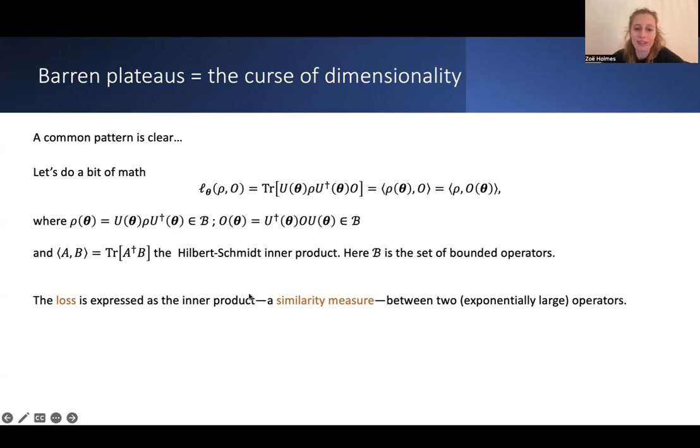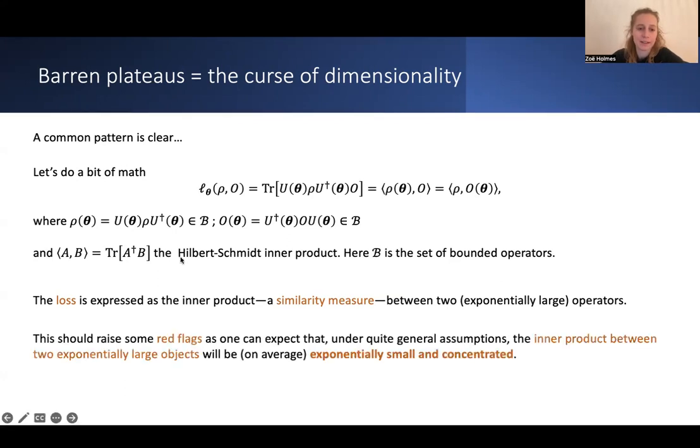So that is the loss expressed as an inner product, a similarity measure between two operators. And crucially, these operators will inevitably be exponentially large. Now, this should raise some red flags, because under general assumptions, the inner product between two exponentially large objects will on average be exponentially small and concentrated. Just think about two pure quantum states in some exponentially large space. Their overlap will generally be exponentially small. And so we expect this loss to generally be exponentially small, or exponentially concentrate to a fixed value, depending exactly on what these two terms are.